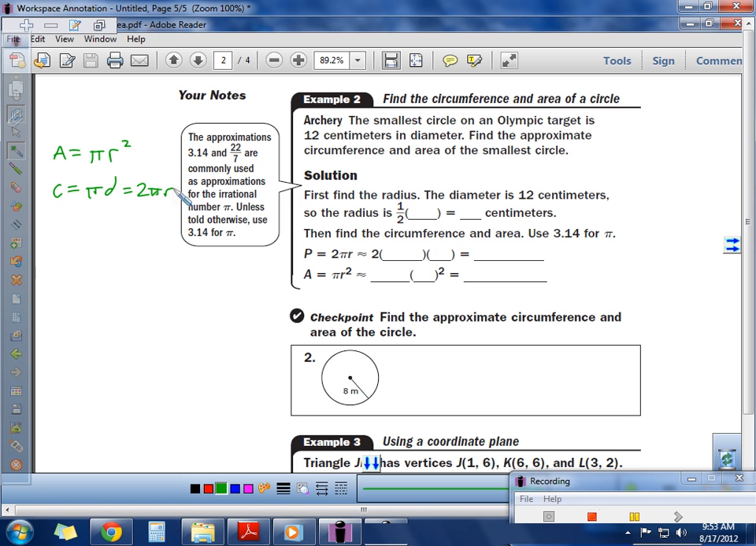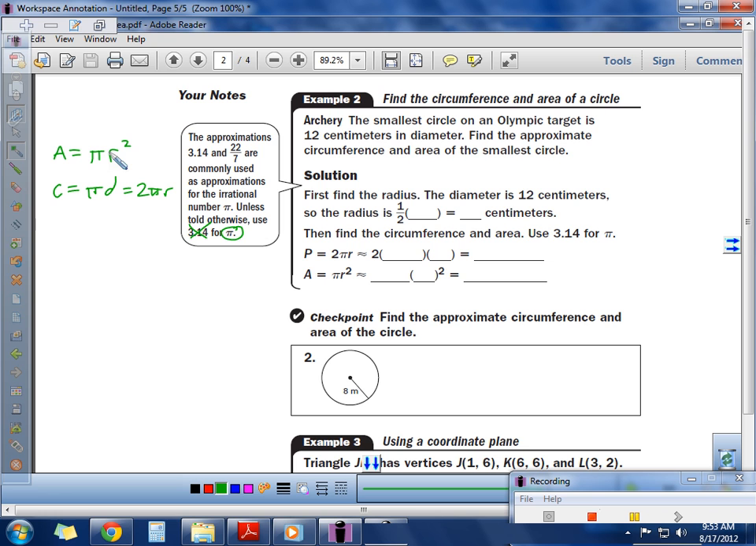We do not use 3.14 in this class. We use the pi button. That's one thing I want to point out. Note that in the side, in the margin. We use the pi button because it's on our calculator. When you were in elementary school, you probably didn't have a pi button. That's why you didn't use it back then. Since we have that button, it's much more accurate now to give our best answer.